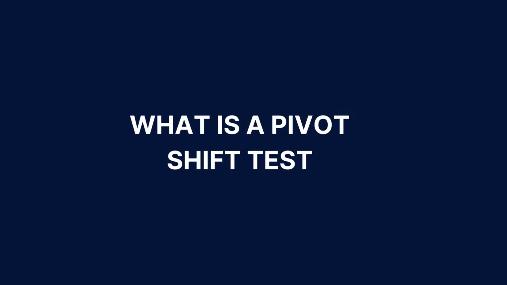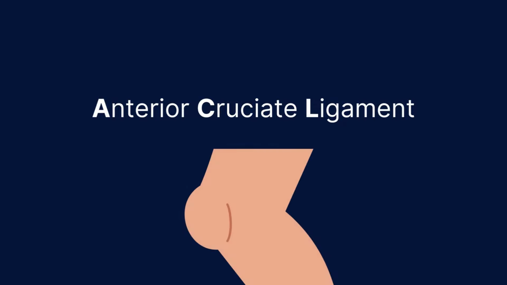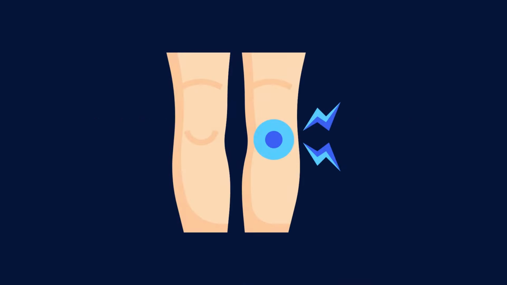What is a pivot shift test or assessment? The anterior cruciate ligament, or the ACL, is a crucial part of the human body composed of tough, fibrous tissue. Located in the knee joint, it provides stability when running, jumping, and changing directions. Without the ACL, these activities become difficult, which leads to further pain or injury.